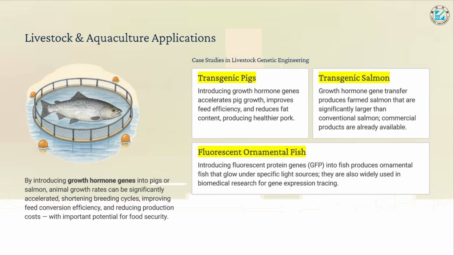Another interesting example is fluorescent fish. These fish carry fluorescent proteins such as the GFP gene. They glow under a specific light source. Besides their commercial value, fluorescent proteins are also widely used in biochemical research to trace gene expression and cell behavior. This example shows that genetic engineering can affect not only medicine but also food production, animal breeding, and research tools.